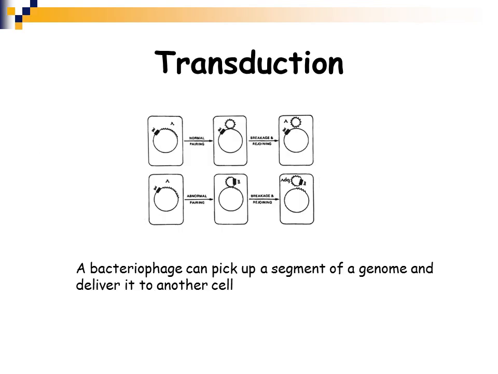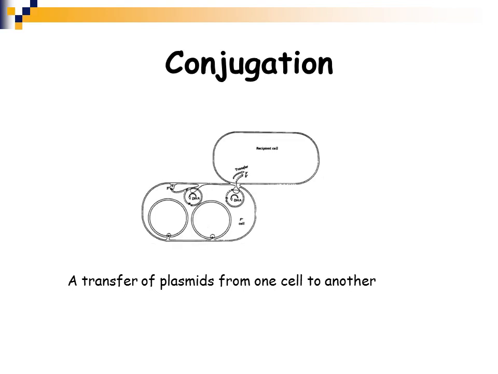Transduction happens when you have a bacteriophage. A bacteriophage is a virus that infects bacteria. This virus will pick up a piece of a genome, maybe one that contains an antibiotic resistance gene. It will then infect another bacterium and give that bacterium that segment of the genome. Conjugation we already talked about. That's when the F pilus will connect from one organism to another and transfer genetic material from one cell to another cell.